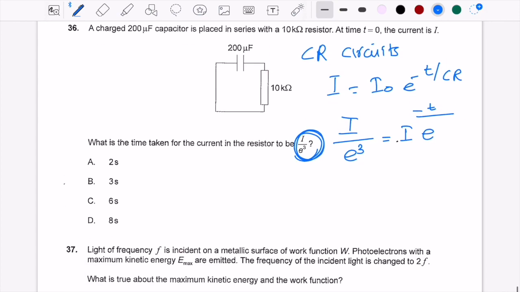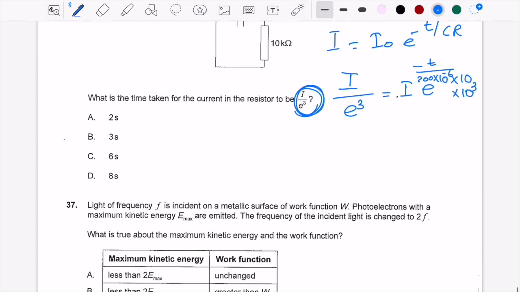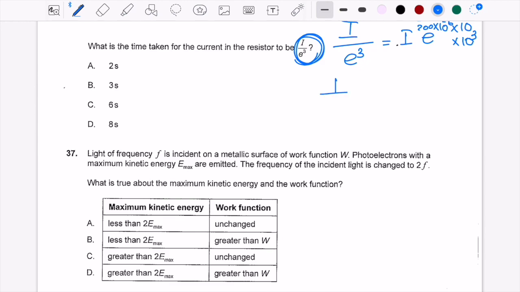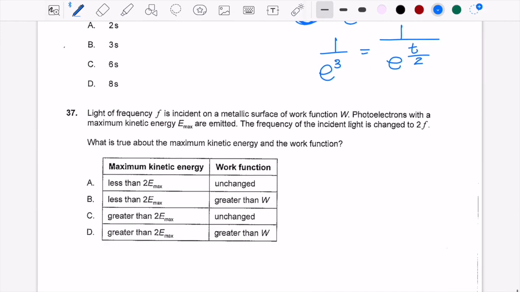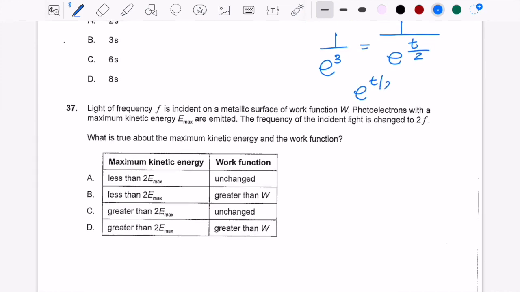Capacitance is 200 microfarad, 200 times 10 to the power of minus 6. Resistance is 10 times 10 to the power of 3. When you do the calculation, you will end up with e to the power of 3 equals e to the power of t over 2. Now I can write e to the power of t over 2 is e to the power of 3. t equals 6 seconds. Answer should be C.